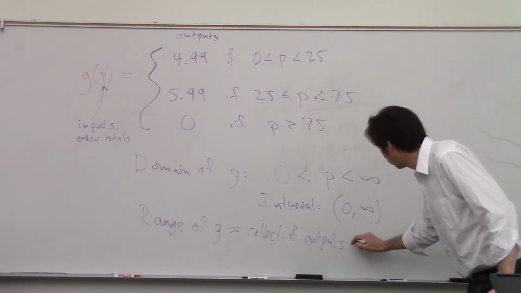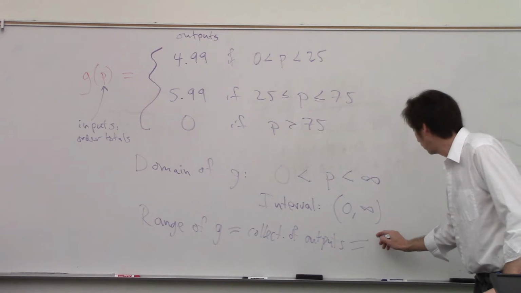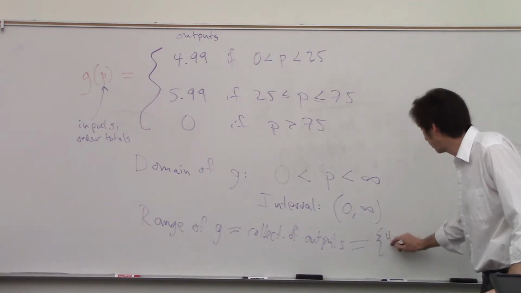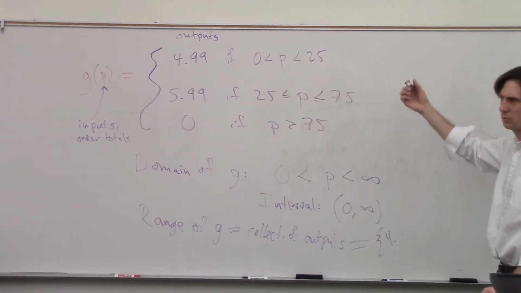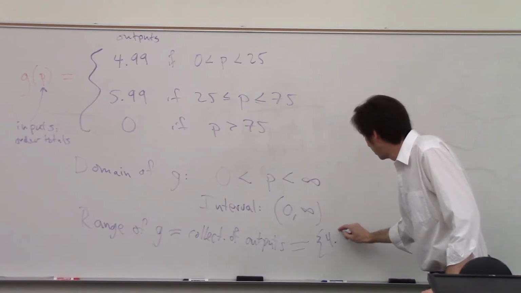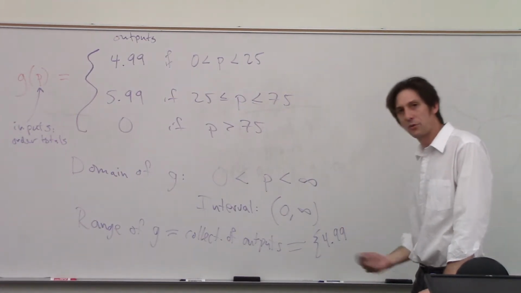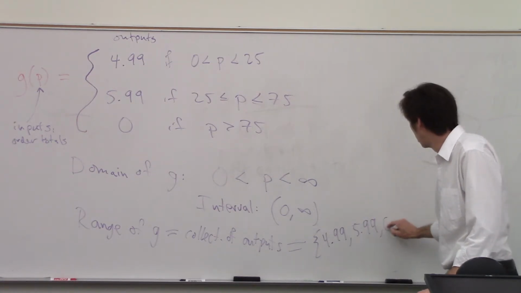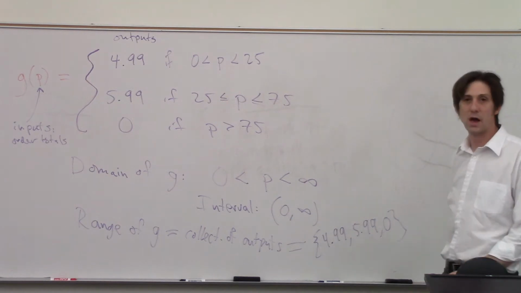And so the range in this particular example is just a set of 3 numbers. I'll write them in the order that they're written for the function, but that doesn't really matter. I could get $4.99 as a possible output, I could get $5.99 as a possible output, or I could get 0 as a possible output.